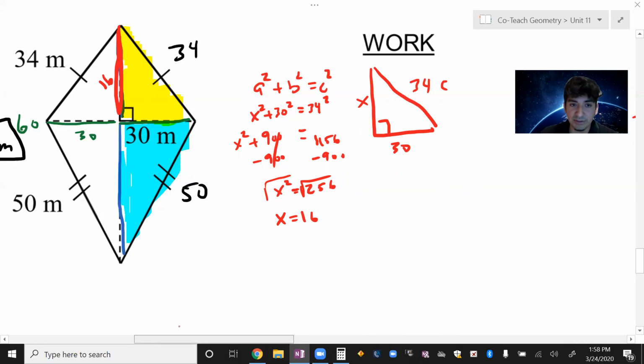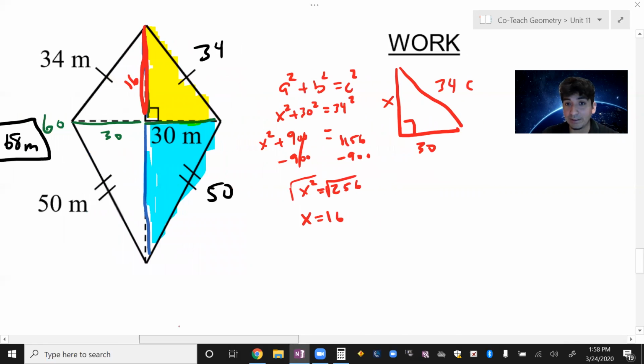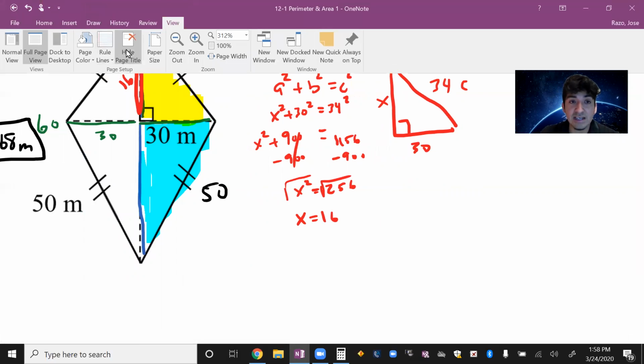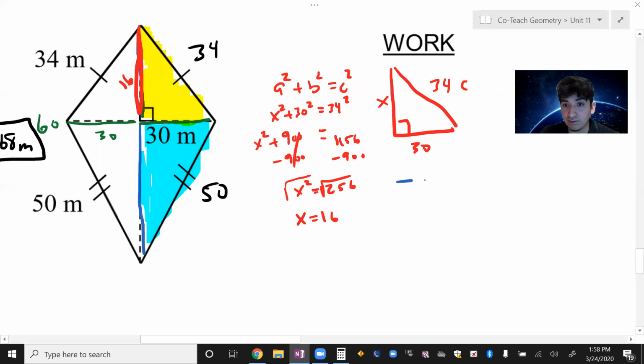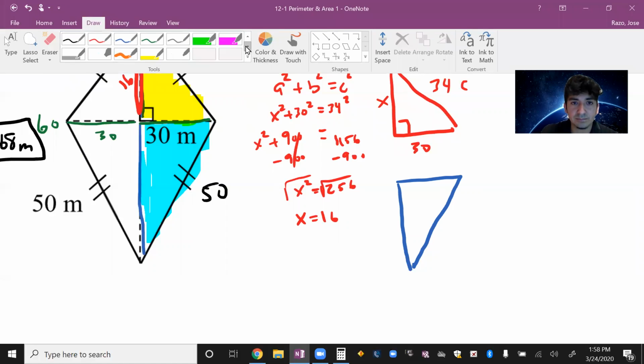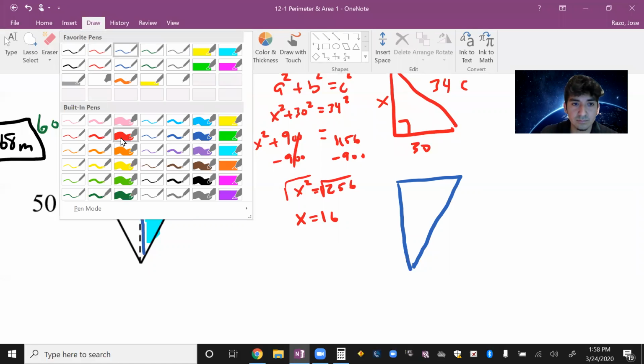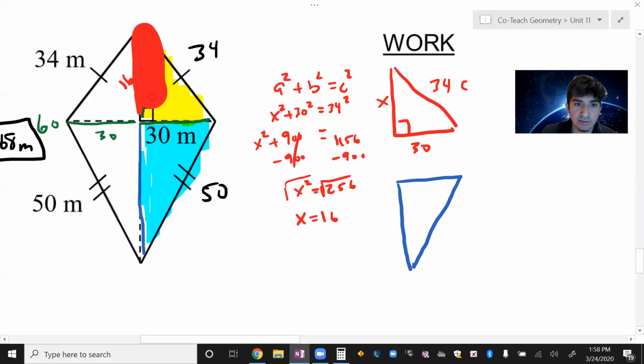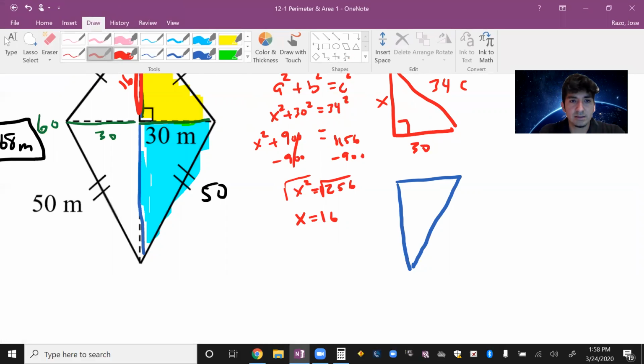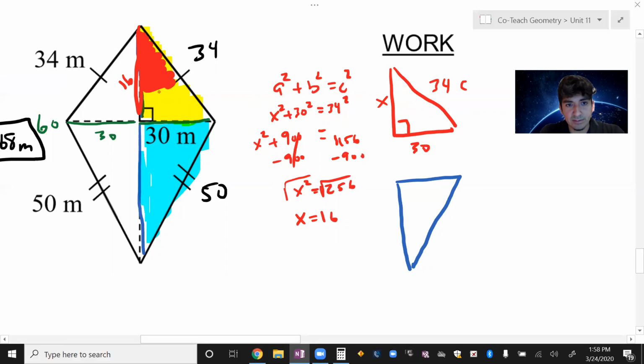Now, as we're going with this, I got 16 for that top part. Now I need to identify what's going to be on the bottom. So this would be that part right there. That's this part right here. That's this triangle that we just solved for.